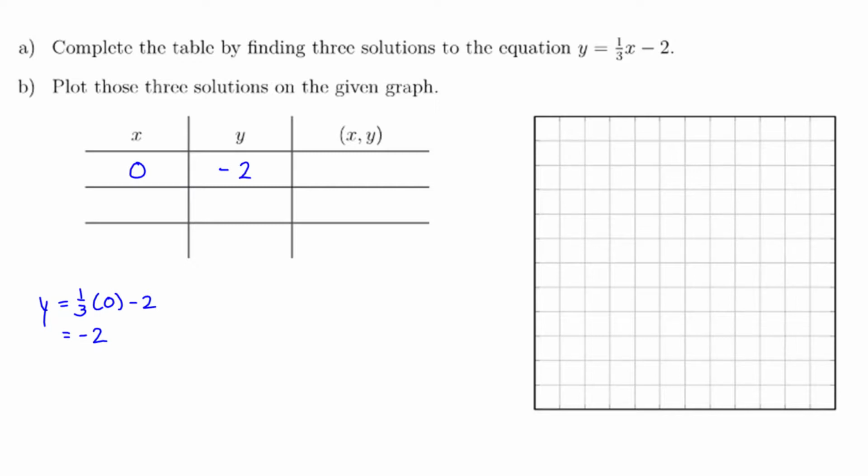So in the x column of my table I have 0, and in the y column of my table I have negative 2. That means that the xy pair is the point 0, negative 2.